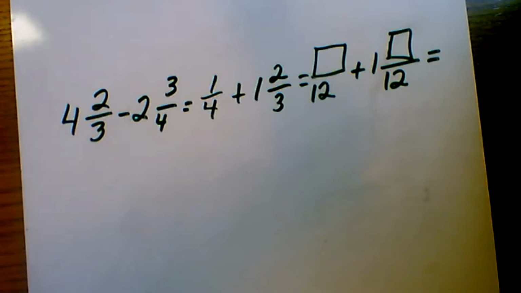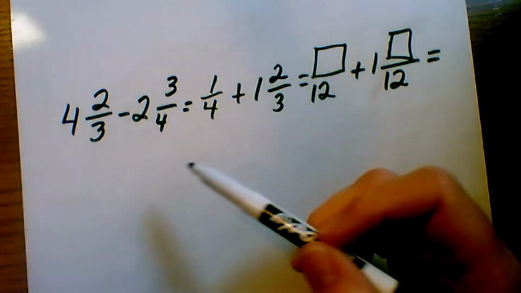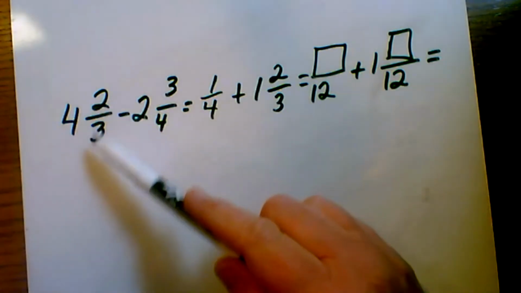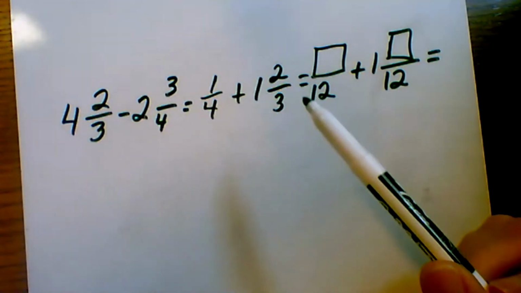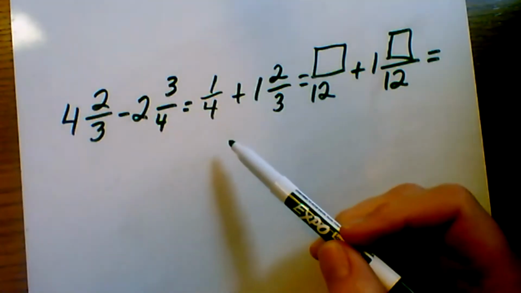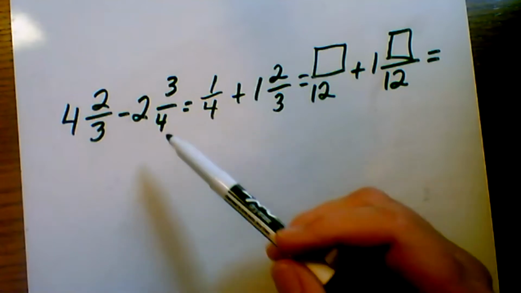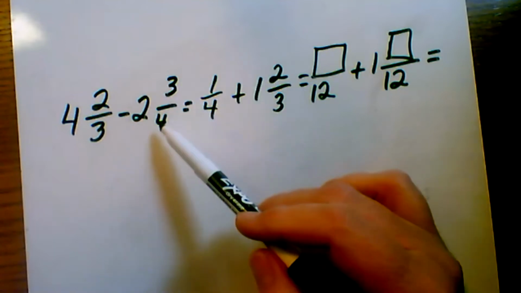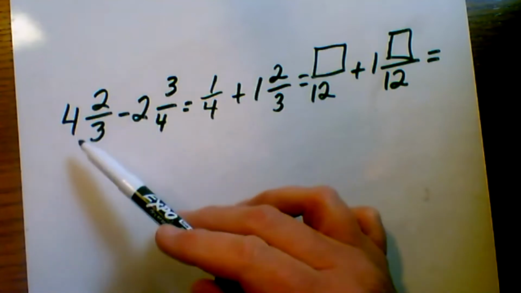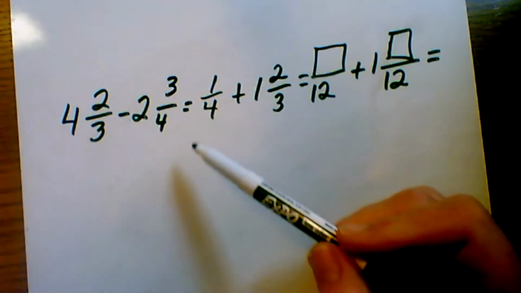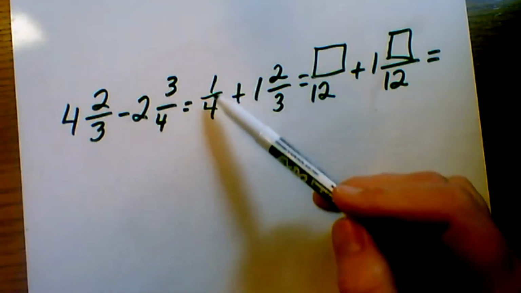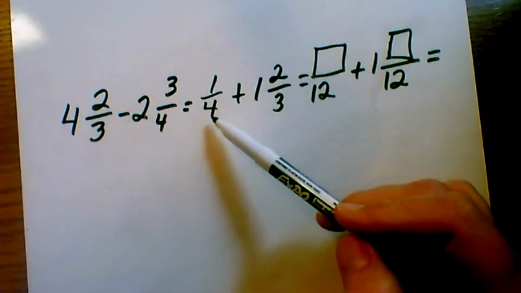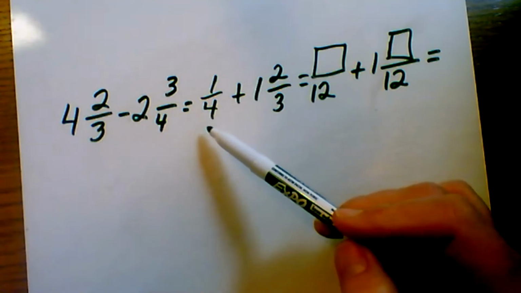So this is what the problem looks like on the worksheet. It's 4 2/3 minus 2 3/4. And the missing addend method wants to go from 2 3/4 up to 4 2/3 to find the answer. So in this case, 2 3/4 plus 1/4 would bring us up to 3. Okay.